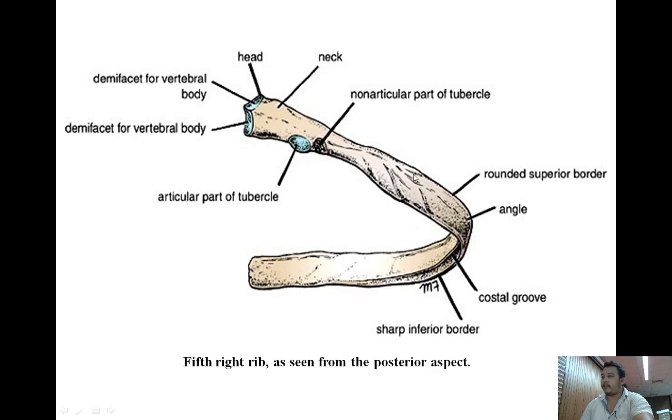And the rib itself has two borders, a superior border and an inferior border. And remember, the inferior border is sharp. That is how you demarcate the side to which the rib belongs. This is the posterior end, this is the anterior end, this is the outer surface, this is the inner surface. One superior border which is rounded and one inferior border which is sharp. So these are the points for side determination of the rib.